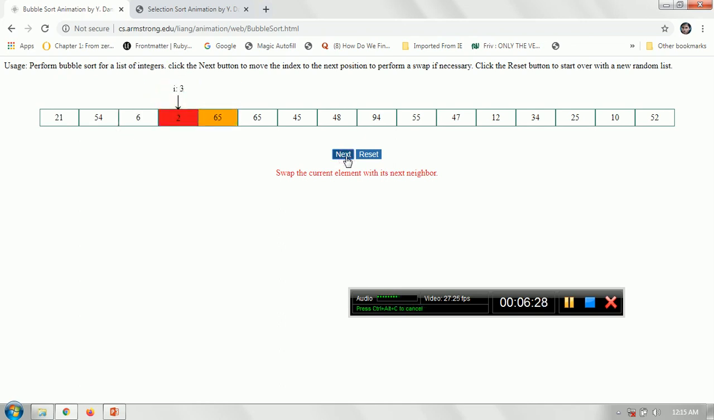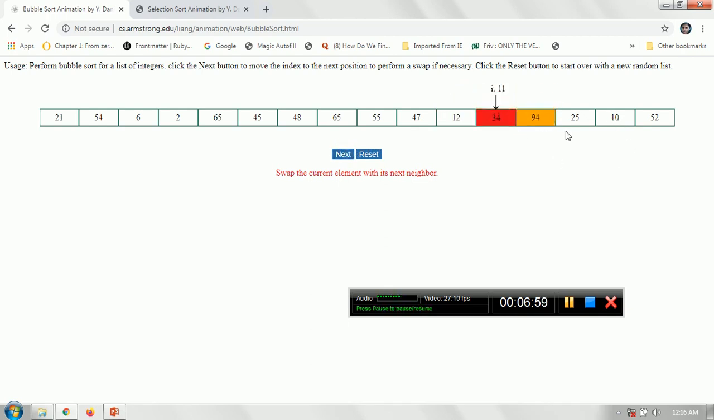65 and 65, no swap is required. 65 and 45, a swap is done. 65 and 48, okay, swap is required. 65 and 94, no swap is required. No swap is needed, you can see here. Swap the current element with the next biggest neighbor, okay. A swap is required. So you can see every time it is just comparing the two nearest elements and then keep on swapping if it is required.